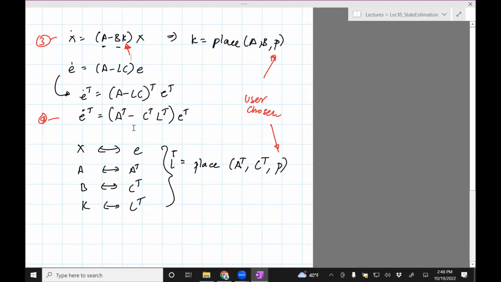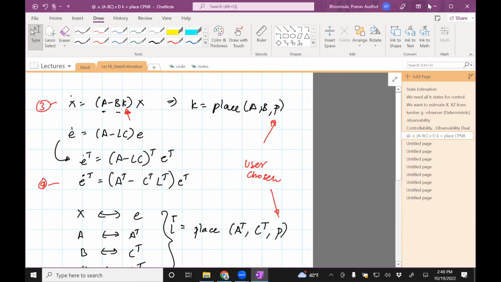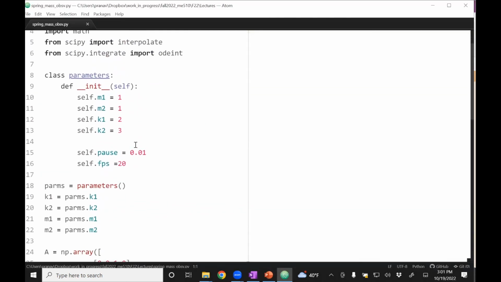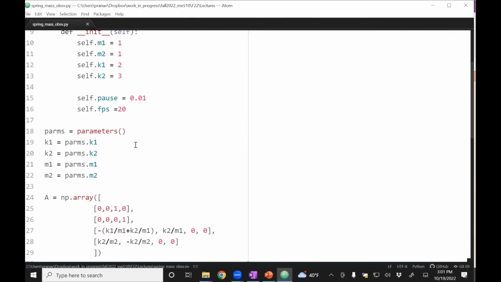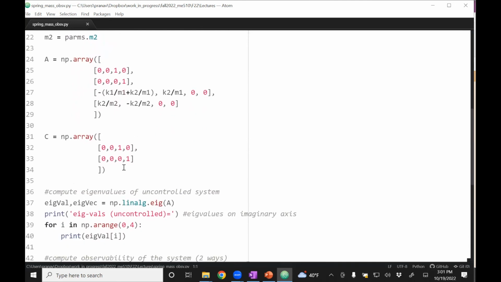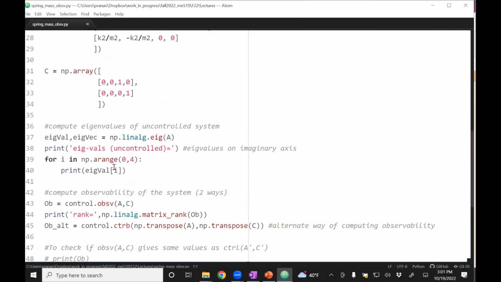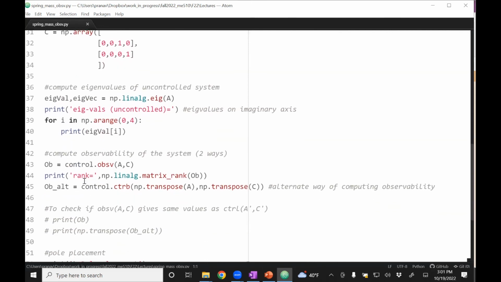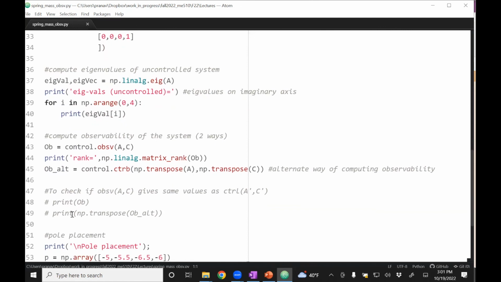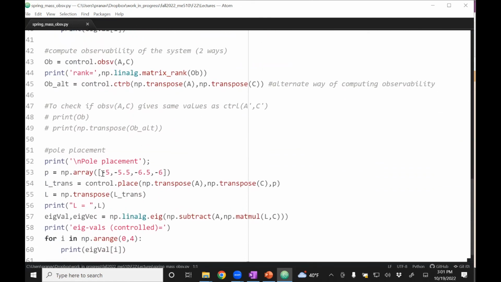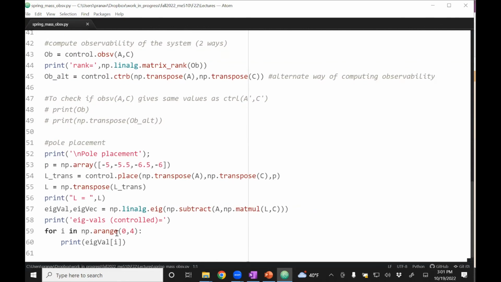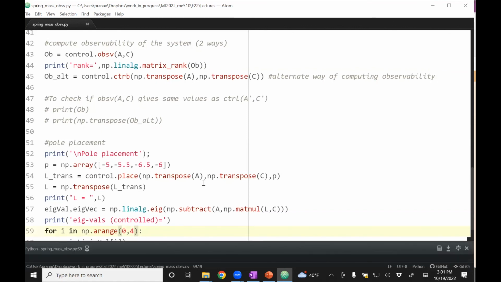Actually, it will become clear. Let me show you an example where it becomes clear numerically. This is a spring mass example. I use the same A, C, the same things which I wrote down. What I do here is compute the eigenvalues of the uncontrolled system. Then I create the observer. I show you the alternate version of the observer by using CTRB instead of OBSV, and you can check if they give you the same answer. I've done that here, but I've commented it out. You can place the poles. I place the poles at -5, -6, but you can place them wherever you want, and that gives you the gain. So, run it. There's nothing other than just numerics here.